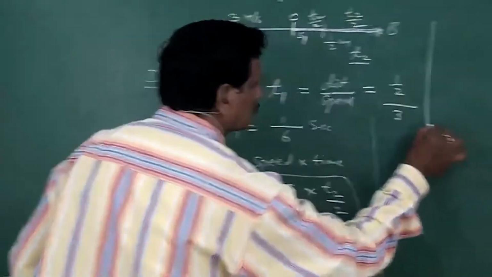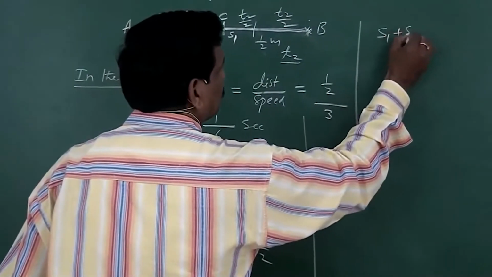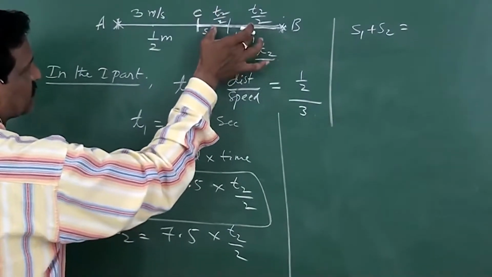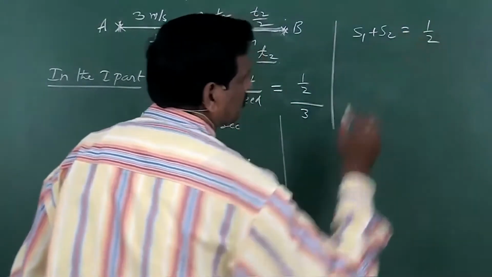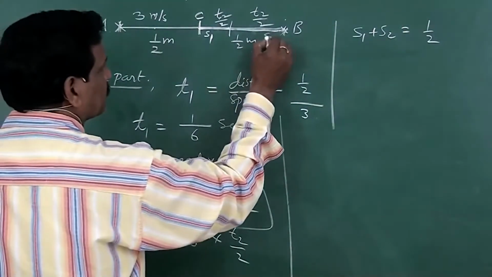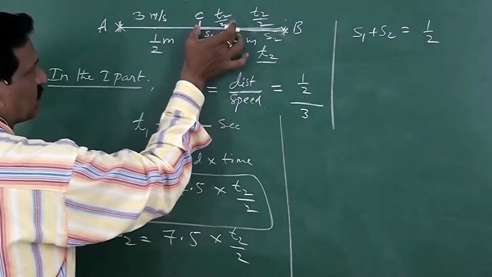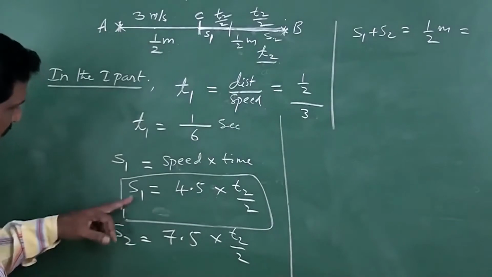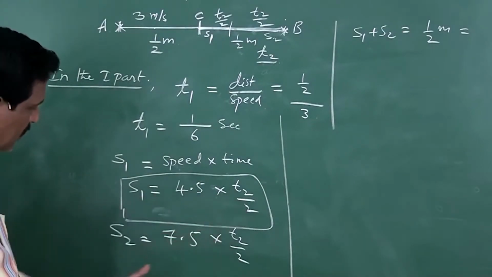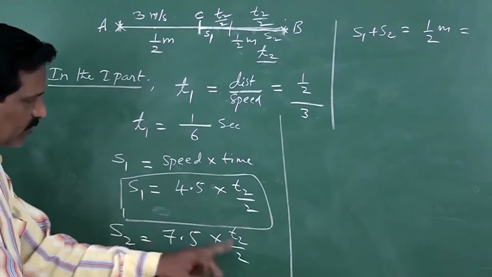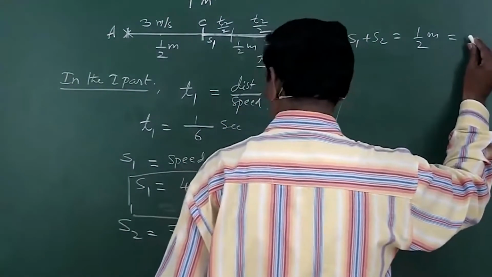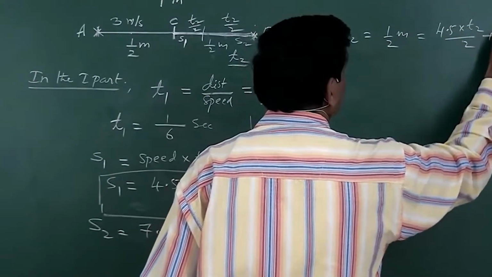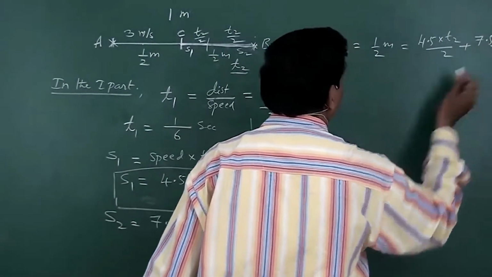Now S1 plus S2 is half meter. And from these two, S1 is 4.5 into T2 by 2, and S2 is 7.5 into T2 by 2. So from this you can write 4.5 into T2 by 2 plus 7.5 into T2 by 2.